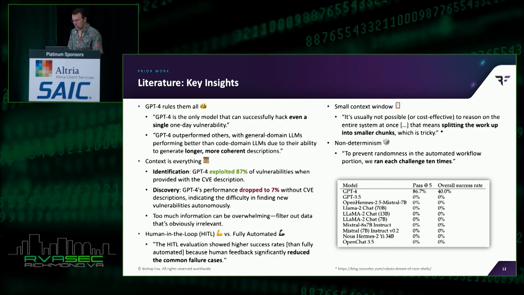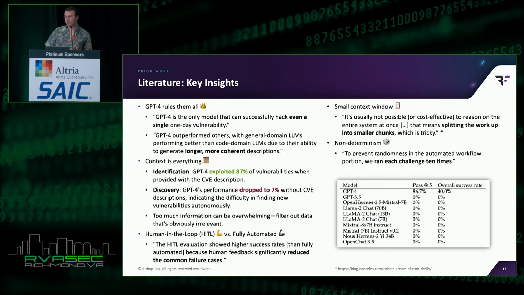Also, if you hit Caleb Sima's talk right before this one, you would have heard that context is important, and I would agree. There was one paper where they ran an experiment and they said, hey, GPT-4, here's some code, and here's a description of the vulnerability we're looking for. Can you find the vulnerability? And in nearly 90% of the cases, it was able to do that. But when they took away the CVE description, and said, can you just find any vulnerability in this code? It goes down to less than 10%, which is pretty striking. And that would confirm that context matters a lot.